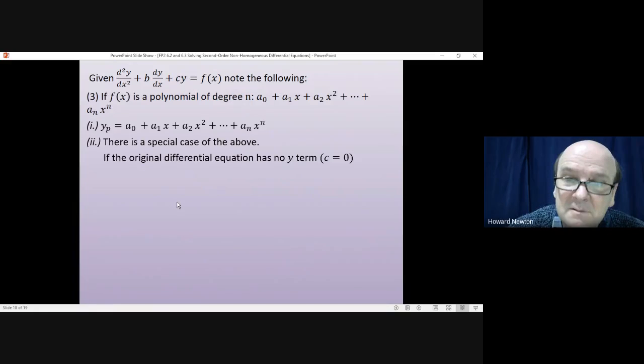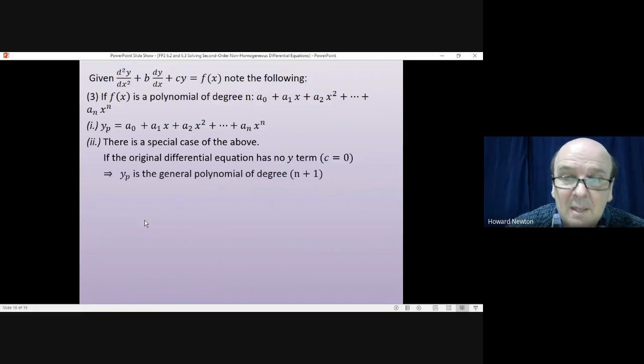Now it turns out that if that's the case, for the particular integral yp, you have to add an extra term on, so an extra power of x. So rather than just being the general polynomial of degree n, you'd have to use the general polynomial of degree n plus 1.